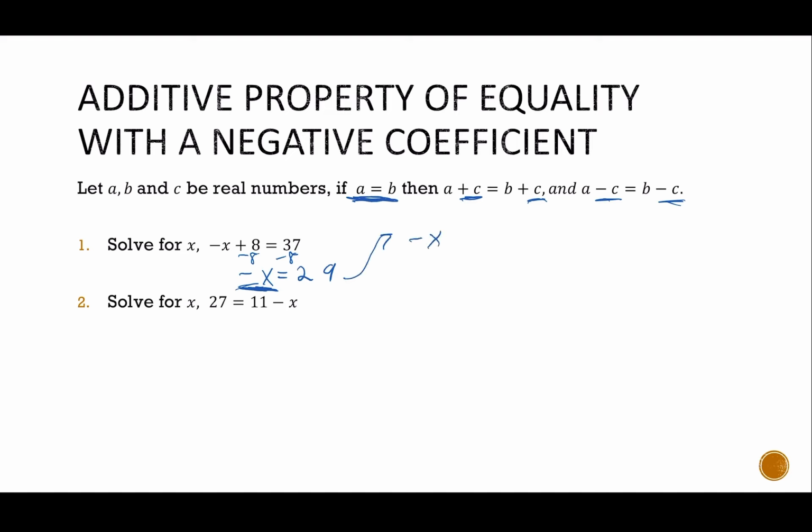So what I'm going to do is rewrite this so it's easier to see. I'm going to go ahead and divide both sides by negative 1, right, to get my x all by itself. Remember, we like our x's lonely. So I get x is negative 29.